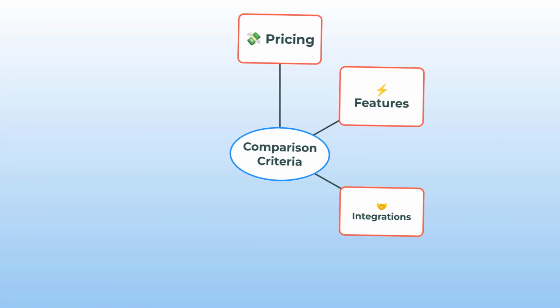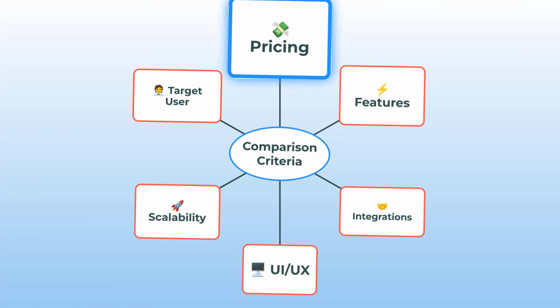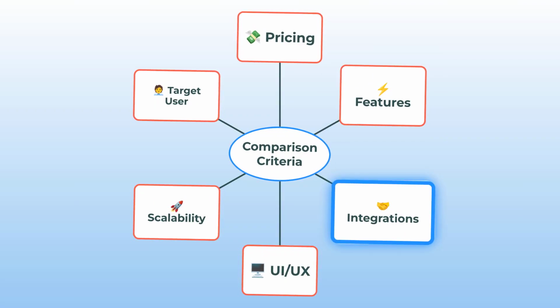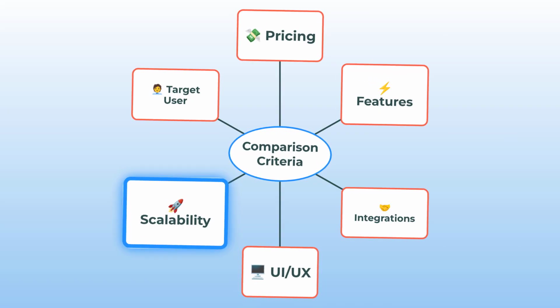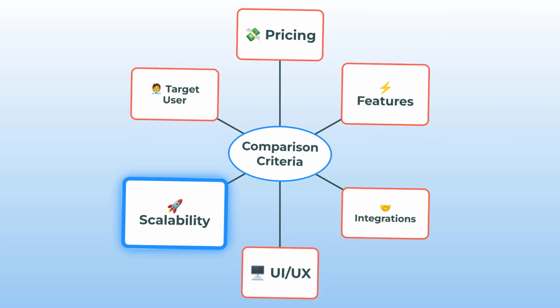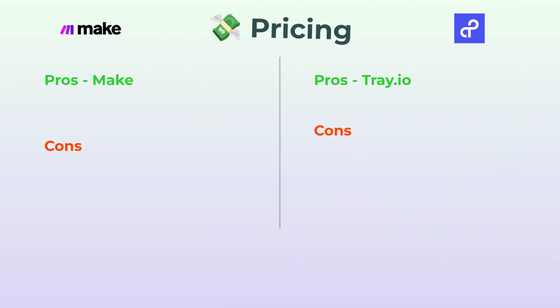We're going to stack up these two on a bunch of important categories: pricing, features, integrations, UI and UX, scalability, and who they're really built for. That's basically everything you need to know if you're picking a workflow automation tool. Let's jump in. Let's kick things off with pricing.